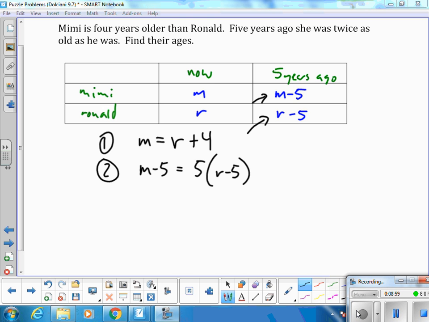I'm going to distribute these out so I can take a look at this. When I'm looking at this second equation, I see that Mimi's age 5 years ago is right here, and that equals Ron's age. Actually, she doubled it, so I need to change that. It's doubled Ronald's age. Now, because I know what m is, I'm going to substitute it in here because I need to start solving for something. So I'm going to use substitution to solve for this.